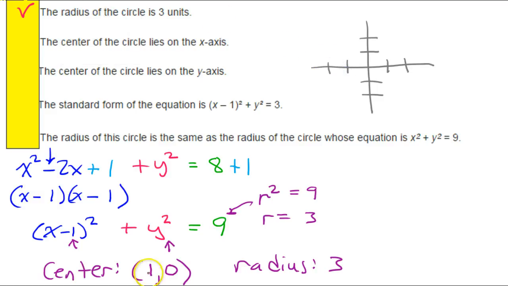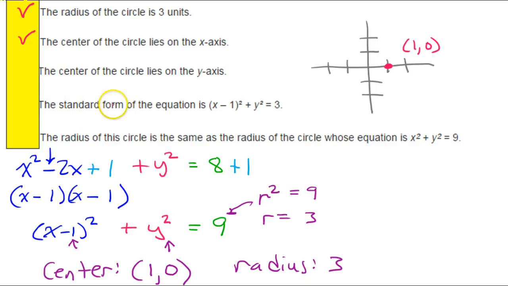The center of the circle is (1, 0). That's over 1, up nothing. So this is the point (1, 0). That's the center of my circle. Is that on the x-axis? It sure is. The center of the circle lies on the y-axis. Nope, it was the x-axis.